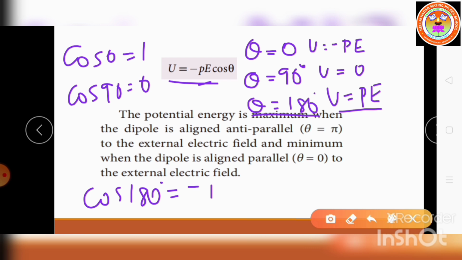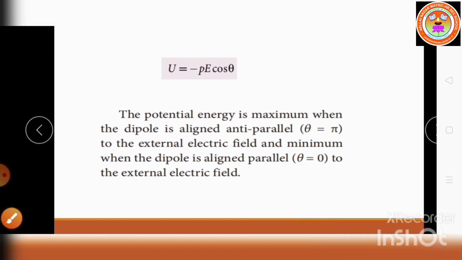It is minimum when it is aligned parallel, that is theta is equal to 0. Here the value is U is equal to minus PE. Understand? It is very important, 1 mark. Mark it now. So the potential energy is maximum when the dipole is at 180 degrees, that is theta is equal to pi, to the external electric field. It is minimum when it is aligned parallel, that is theta is equal to 0, to the external electric field. Mark it for the 1 mark question. Okay, understand children?